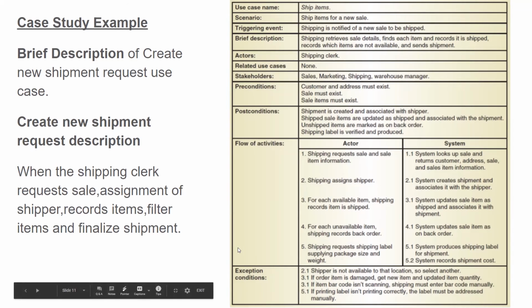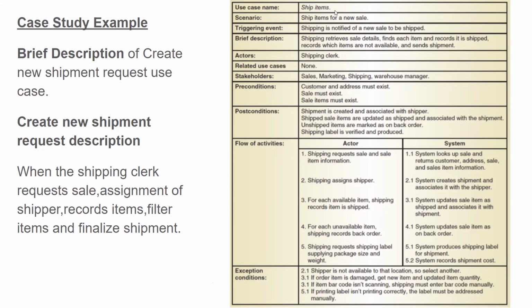It's exactly the same as how we wrote the components. So the first thing, the use case name, should be unique, which is ship items. The scenario can be taken from the description, which is ship items for a new sale. And the triggering event to the scenario is where the shipping is notified of a new sale to be shipped. So when this event is triggered, that's when you want to actually call for shipment or request for sale.